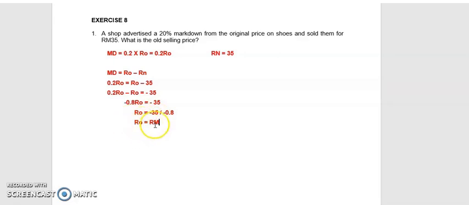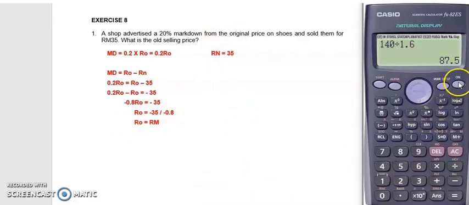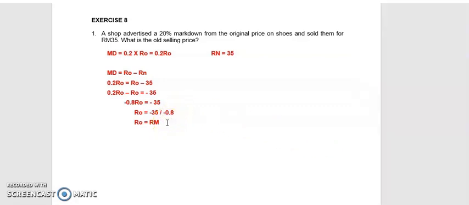The original selling price must be more than the new selling price. So 35 ringgit divided by 0.8 is 43 ringgit 75 cent. Okay, so the original selling price must be more than the new selling price. Let's say the question asks you, what is the amount of markdown?